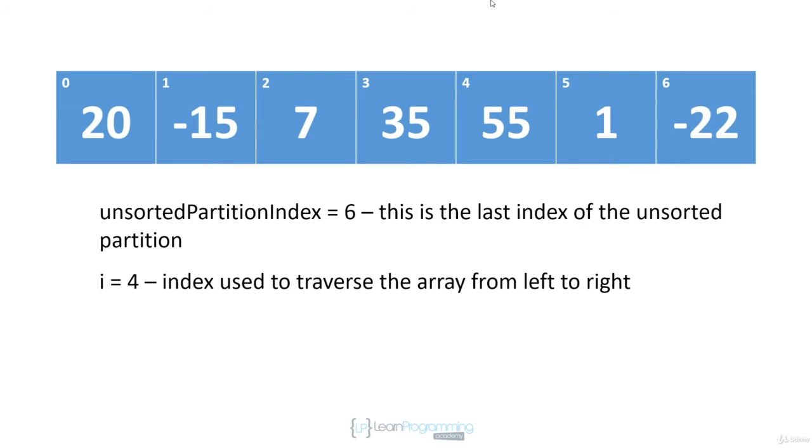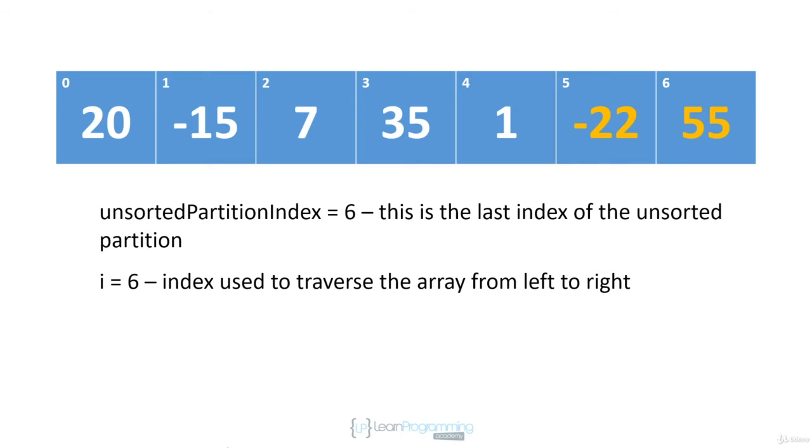And then we compare 55 to 1. That's the element at position 4 with the element at position 5. 55 is greater than 1, so we swap them. And we increment i to 5. And finally, we compare 55 to minus 22. And of course, 55 is greater than minus 22, so we swap them. And at this point, i is equal to the last unsorted partition index, so we stop.